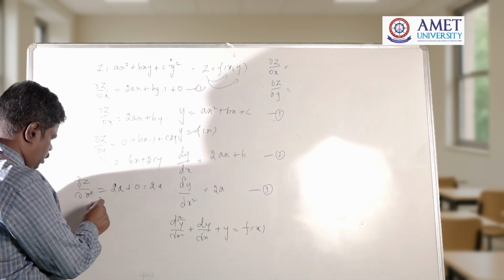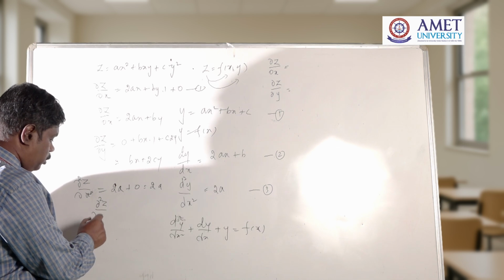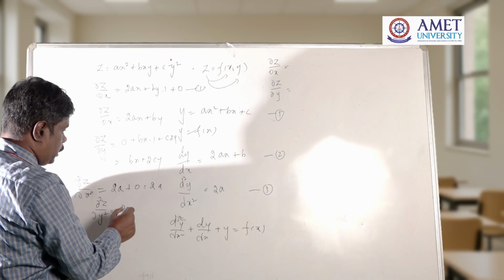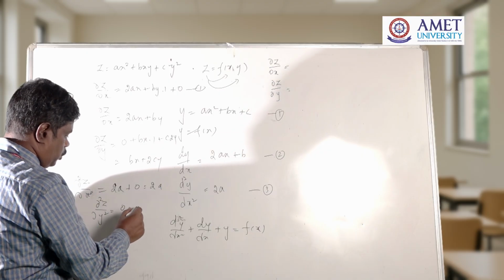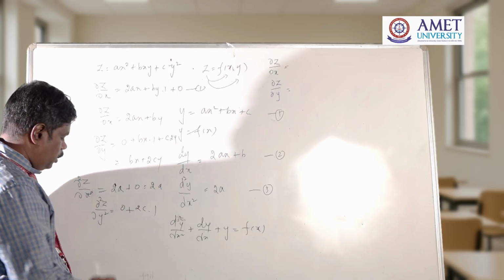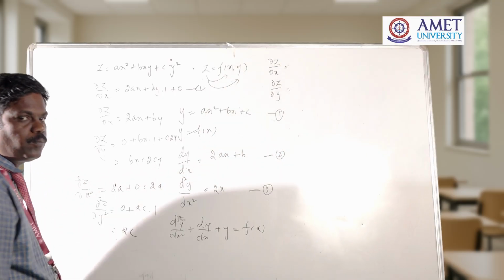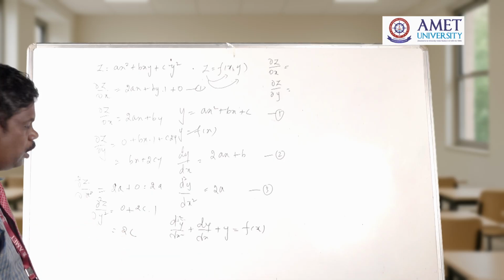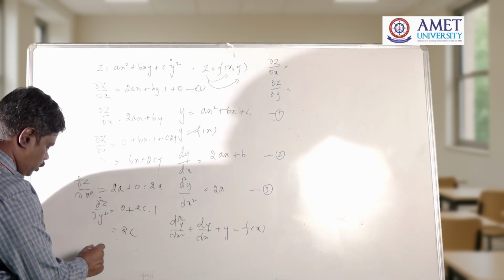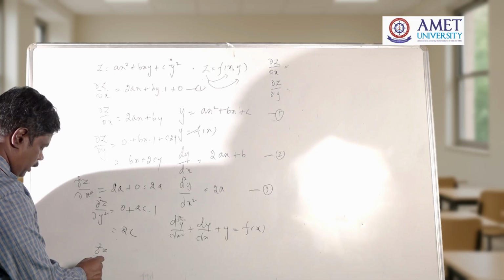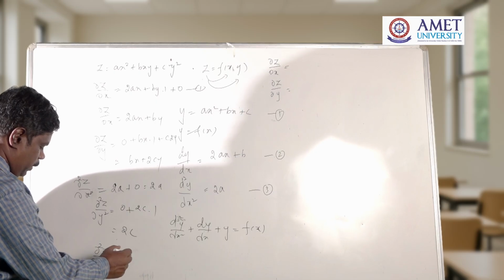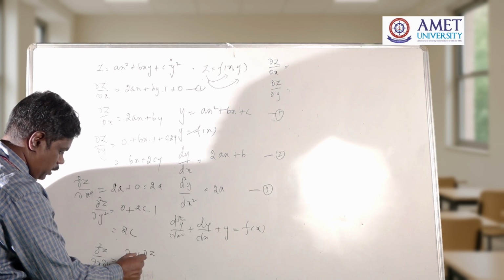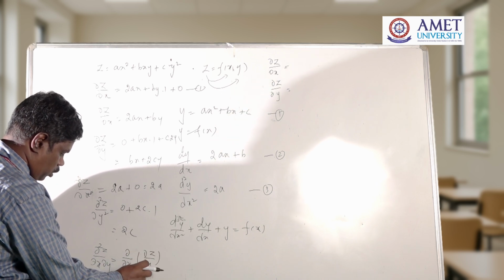Next, similarly, dou squared z by dou y squared. This is 0 because it is with respect to x. For cy squared, the derivative is 2cy and the derivative of y is 1, therefore 2c. Now, this is with respect to x and this is with respect to y. You can also find dou squared z by dou x dou y, that means dou by dou x of dou z by dou y.